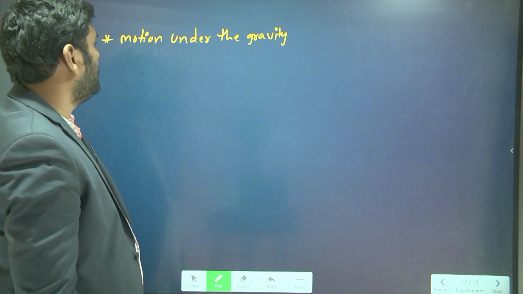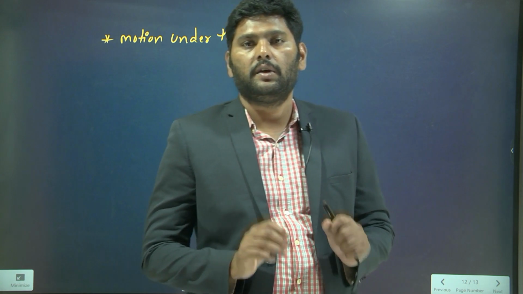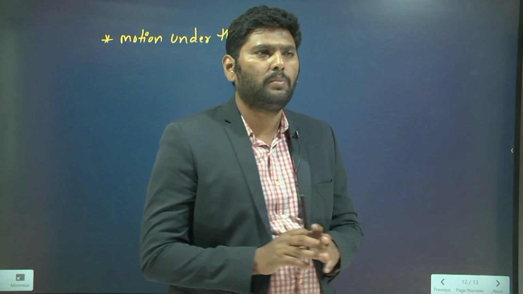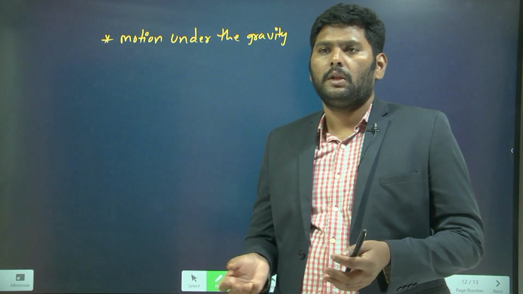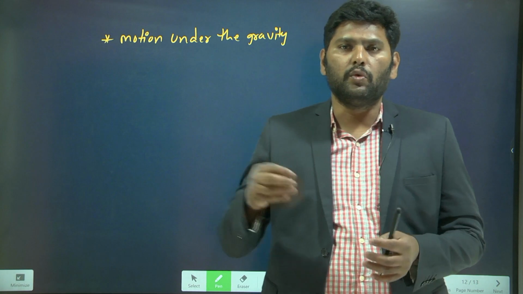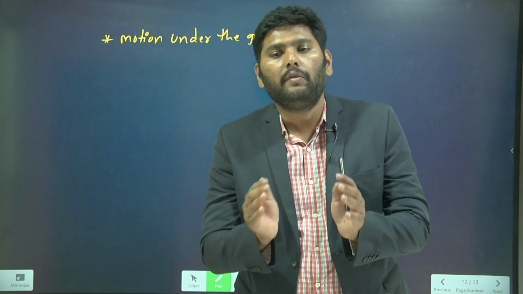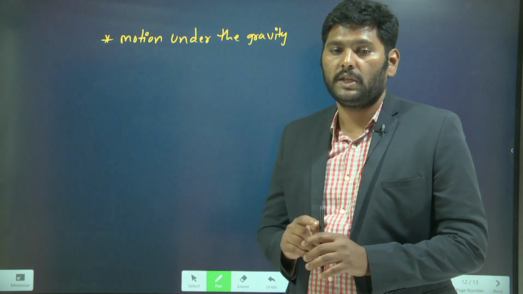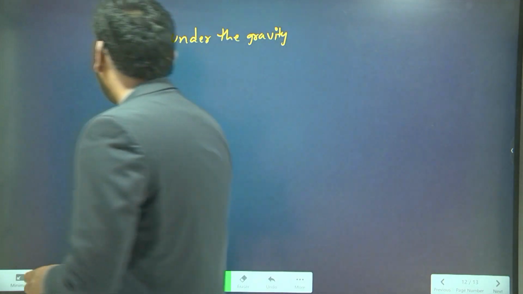Motion under the gravity. In the motion under the gravity, the very first one is freely falling body. What is meant by motion under the gravity? Motion under the gravity means any object moving under the influence of the gravitational force, we will consider as motion under the gravity. So the very first example is freely falling body. So let's take a freely falling body.